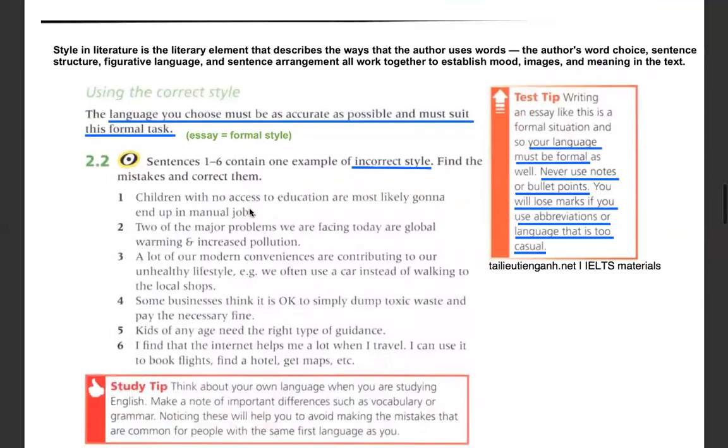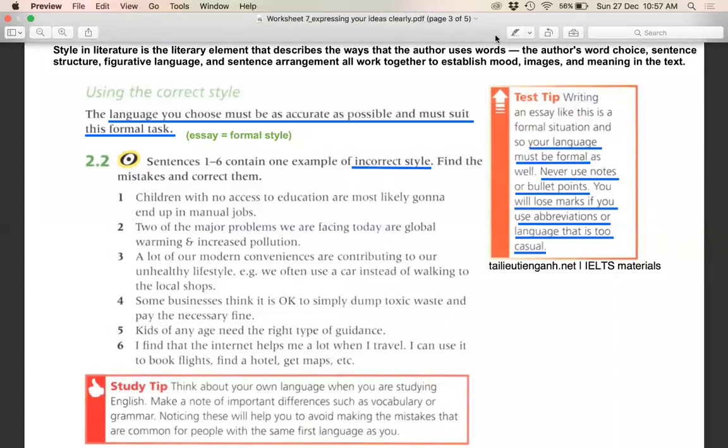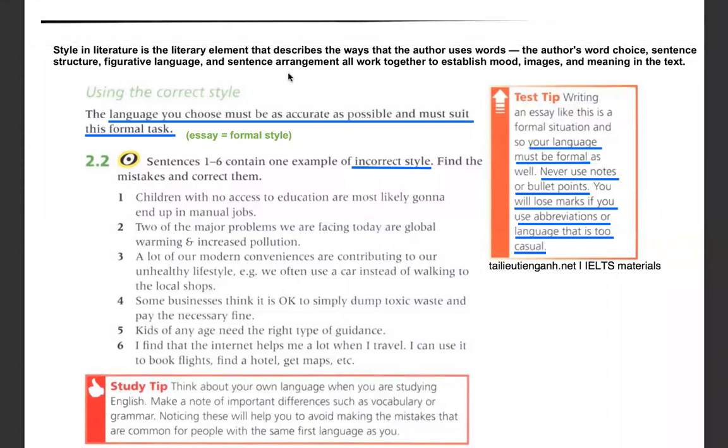Okay, using correct style is also important. Remember that an essay is a formal task, which means you need to use a formal style. So your language and your writing needs to be formal. We write in full sentences, paragraphs with formal language. Here we have 6 sentences and all of them have some incorrect style, meaning informal language.